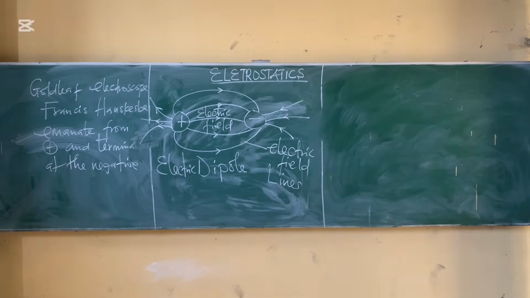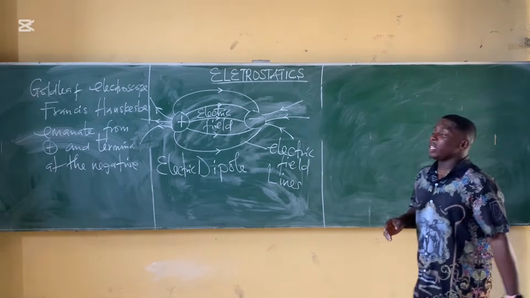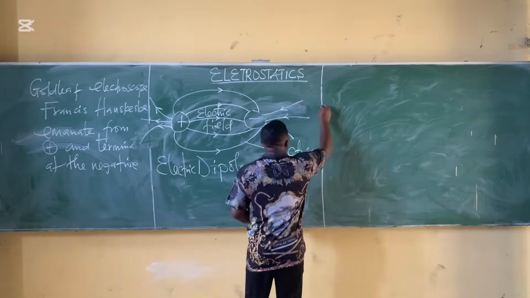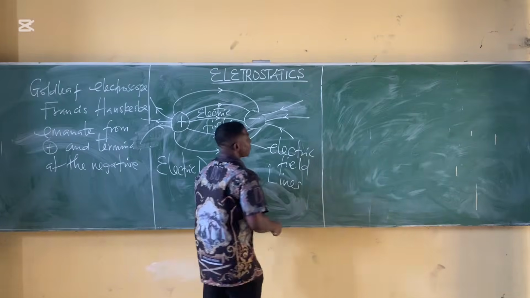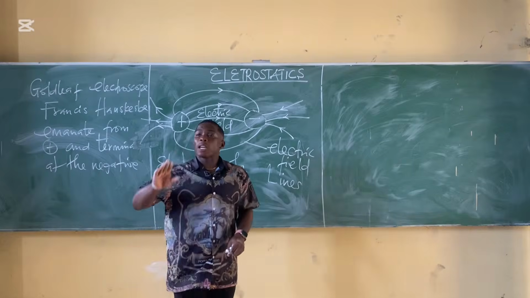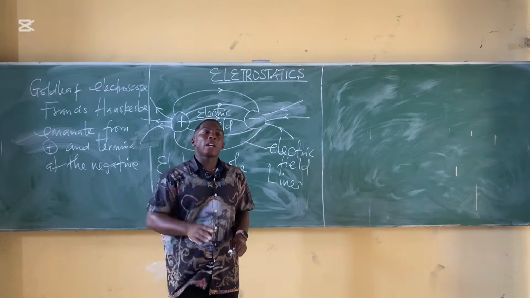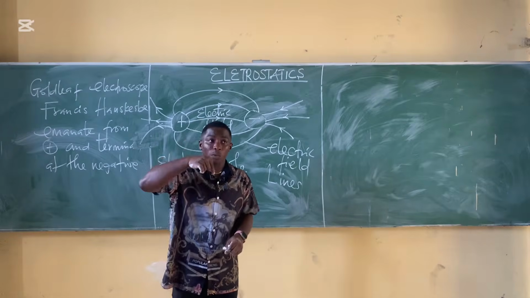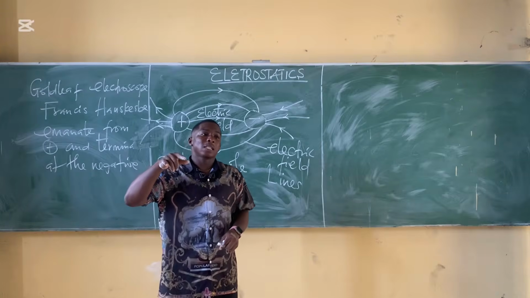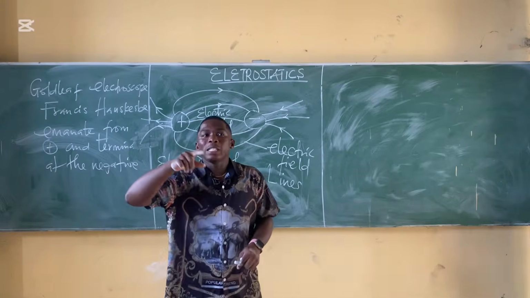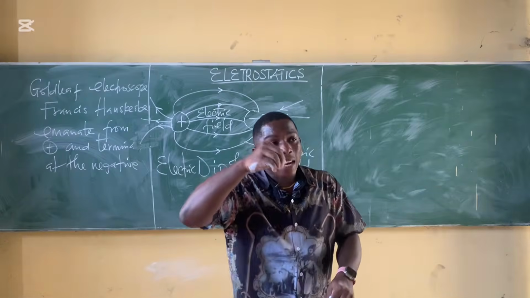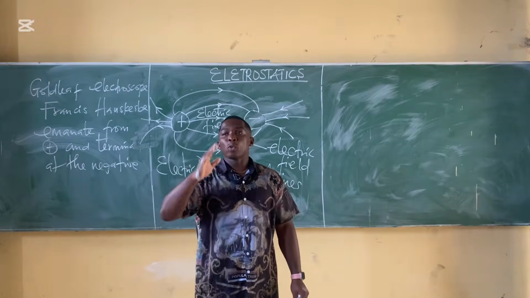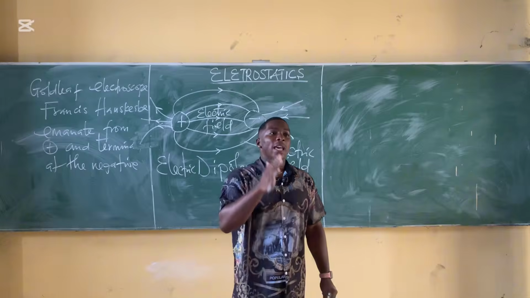Number three, they are parallel to each other. Number four, the direction of the force is tangential to the lines of forces. Those are four important characteristics of electric field lines.